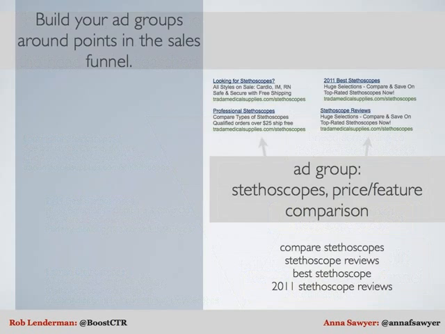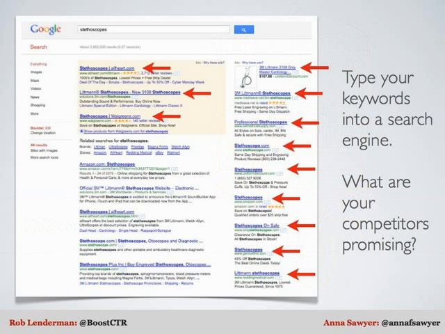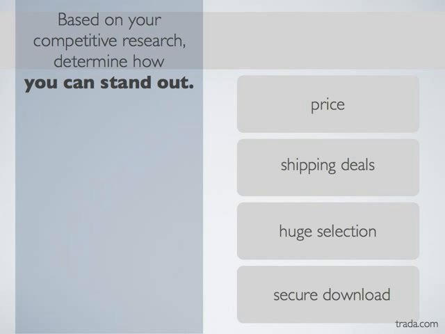So we also talked about differentiating yourself. There are a whole bunch of ads here on this page. So how can you make yourself stand out? Rob, do you mind talking a little bit about ways that you can take a look at what your competitors are doing and then different value propositions or calls to action that you can use to make your ads stand out?